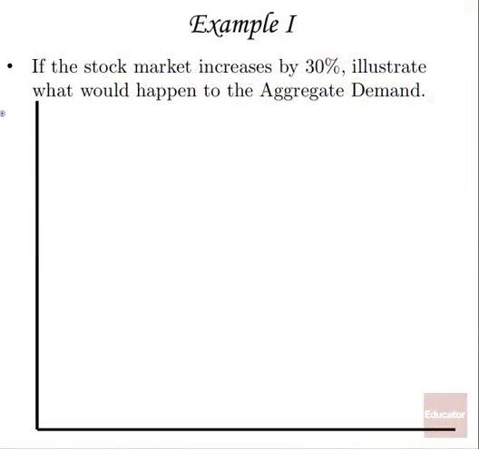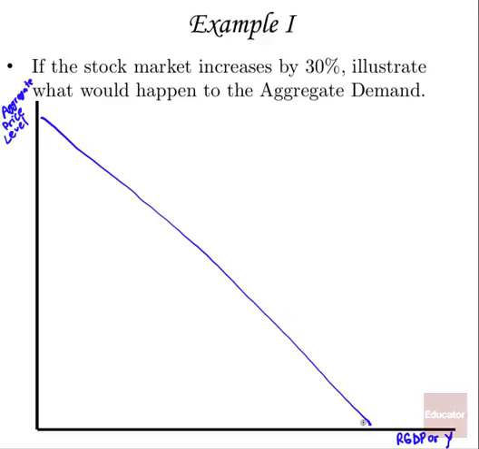Now again, make it a point to put the full labeling here: aggregate price level, and then the RGDP, or Y. And what would happen if the stock market increases by 30% here? After the great stock market crash in the United States in late 2008, well, in 2009, 10, 11, 12, 13, you saw double-digit returns in nearly every year.